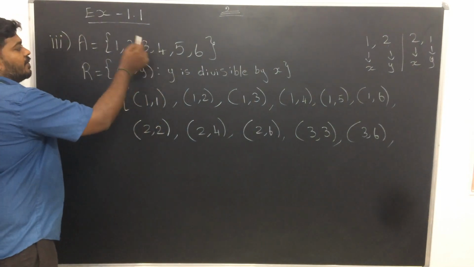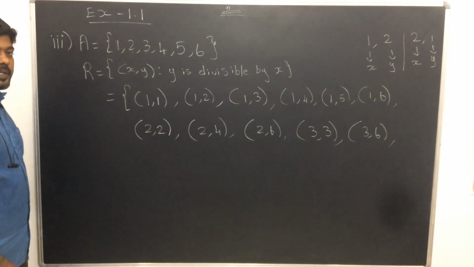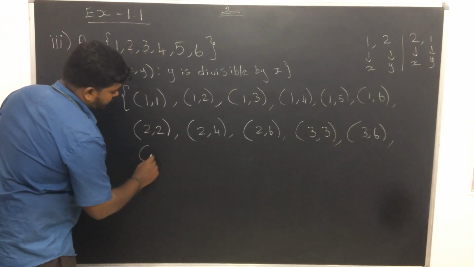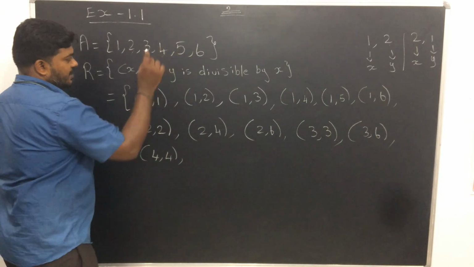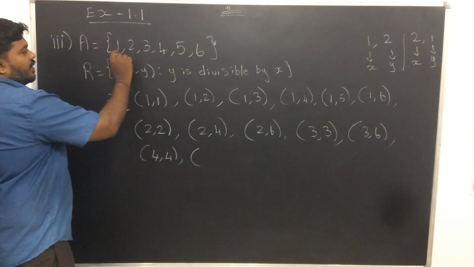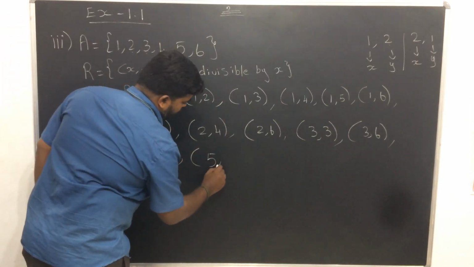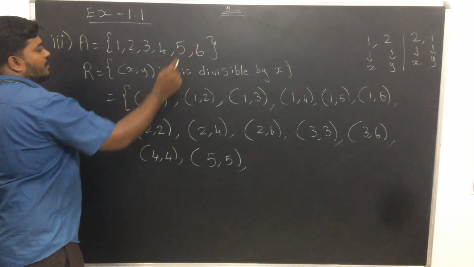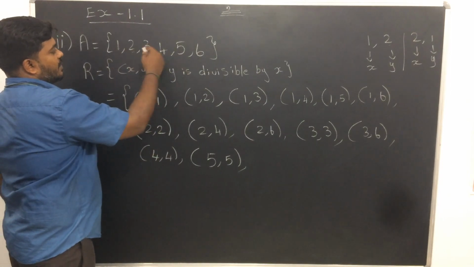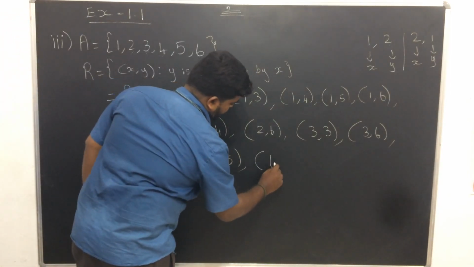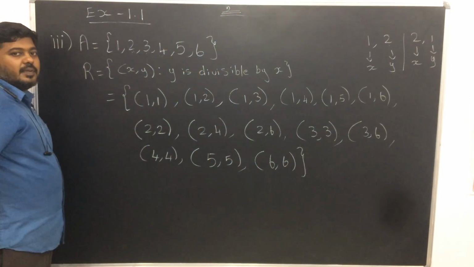Then check for 4. 4 comma 1. No. Because 1 is not divisible by 4. 4 comma 2. No. Because 2 is not divisible by 4. 4 comma 3. No. 4 comma 4 will come. Okay. 4 comma 5. No. 5 is not divisible by 4. 4 comma 6 also no. Then go to 5. Again 5 comma 1 no. 5 comma 2 no. 5 comma 3 no. 5 comma 4 no. But 5 comma 5 will come. Okay. Then move on to 6. 6 comma 1 no. Everything no. 6 comma 2 no. 6 comma 3 no. Only 6 comma 6 will come. So that's it. So now we have found all the values of R.